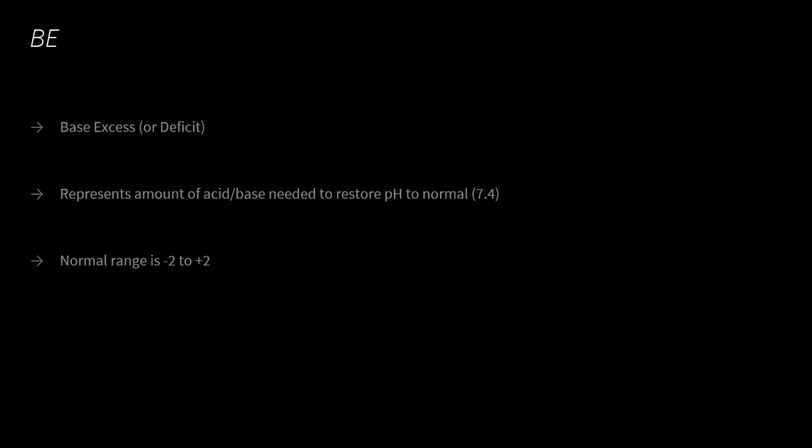So normal is plus or minus 2. Most ABGs reference base excess, so it means exactly as it sounds. If I have a positive 2 base excess, that's saying that I have 2 extra millimoles of base, and it will require the opposite in acid to restore to normal. If I have a base excess of negative 2, that's the same thing as saying a base deficit of 2.